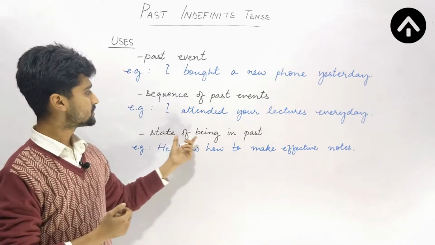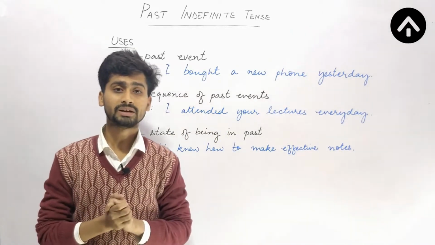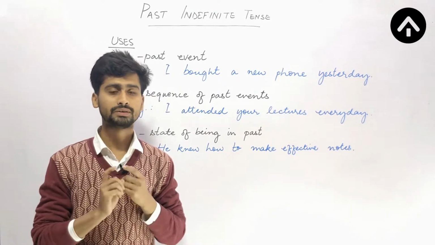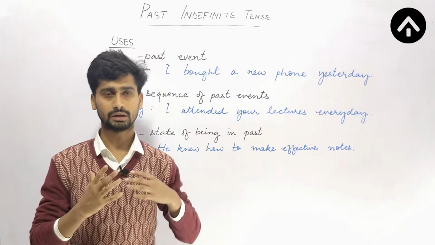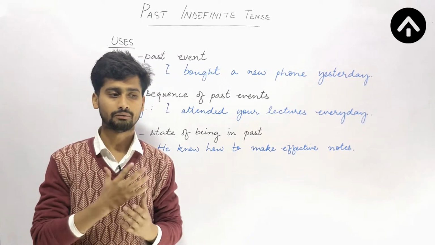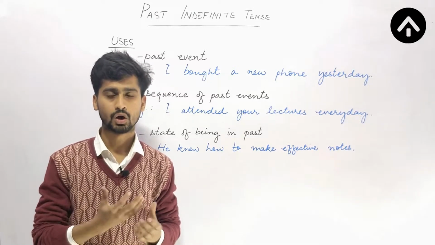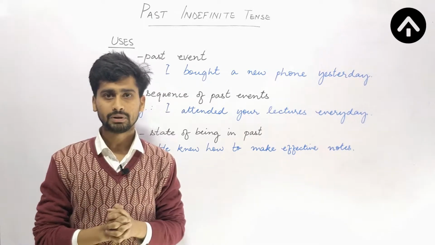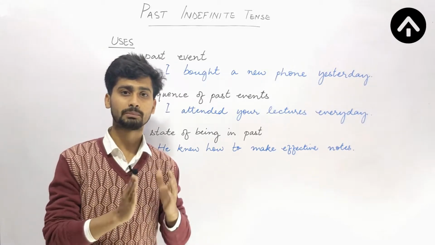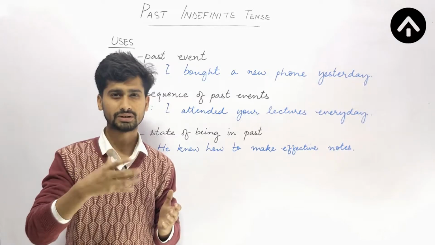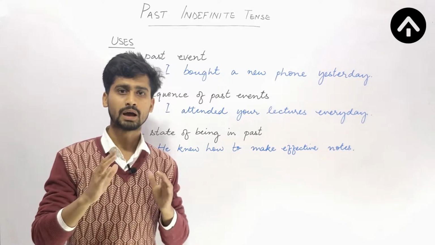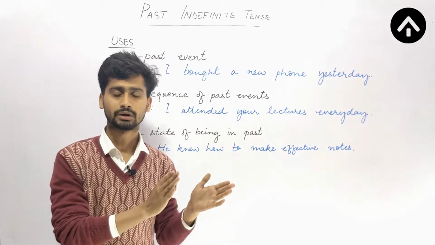Third use, state of being in past. Let me tell you that verbs are basically of two types. First type is that when a verb denotes an action. A verb that shows some action. Okay, let me give you an example. If I say, I write books. So here the verb is write. So some action is going on. Okay, I write books. So here the verb denotes some work.